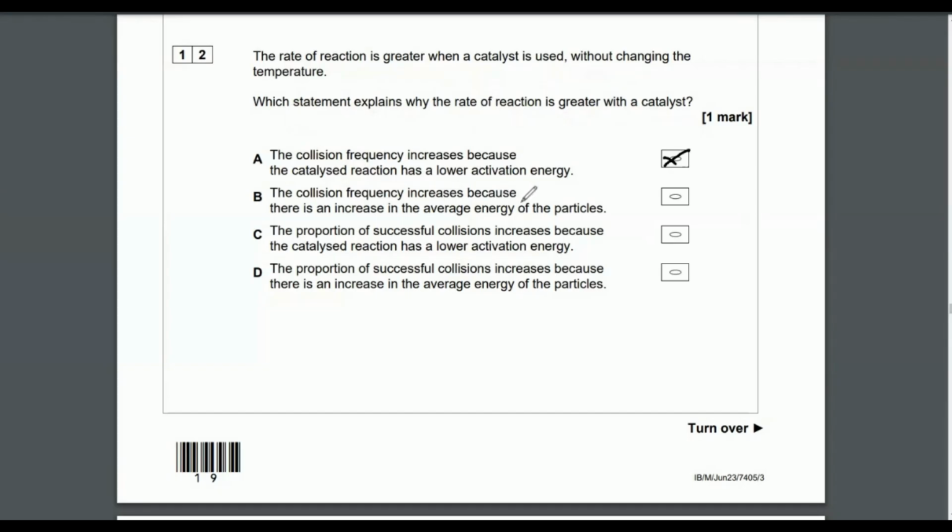The collision frequency increases because there's an increase in the average energy. No, catalysts do not carry energy with them that they give to the particles, and they certainly don't increase the kinetic energy of particles. The proportion of successful collisions increases. That's true, because the catalyzed reaction has a lower activation energy. That sounds pretty good to me. And if we think of our Maxwell-Boltzmann distribution, we just shift that dashed line a little bit to the left, meaning there's a greater number of particles which contain the kinetic energy above the activation energy. There's no increase in the energy of the particles. So it's all about increasing the proportion of particles with the energy sufficient to successfully react.